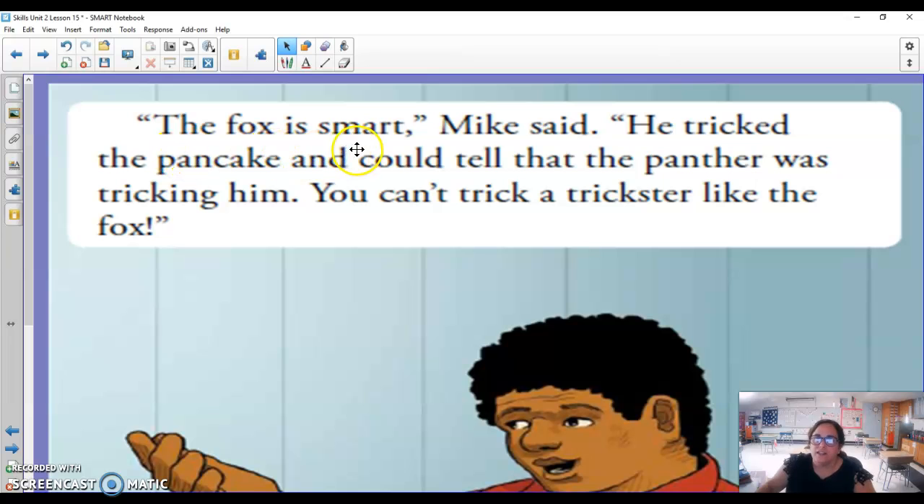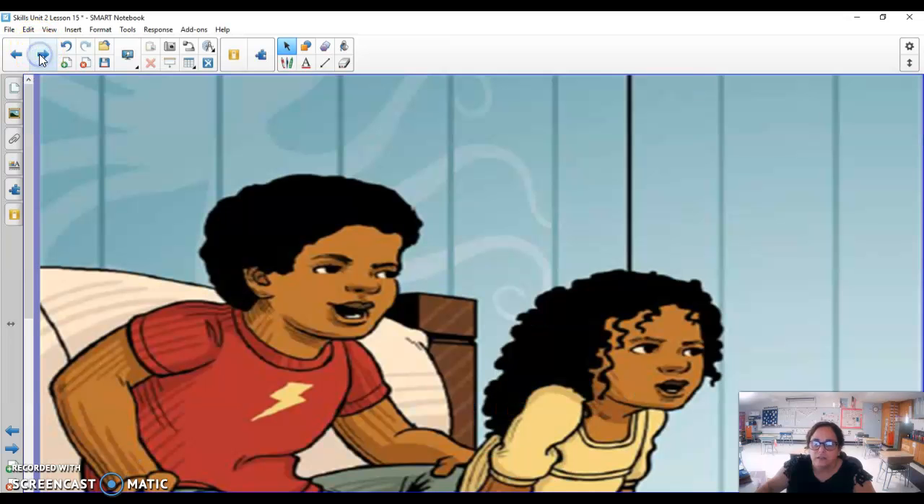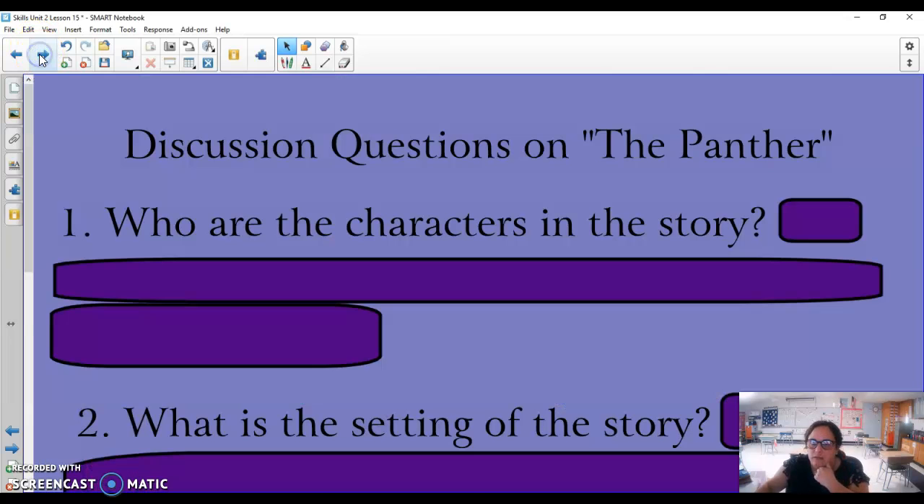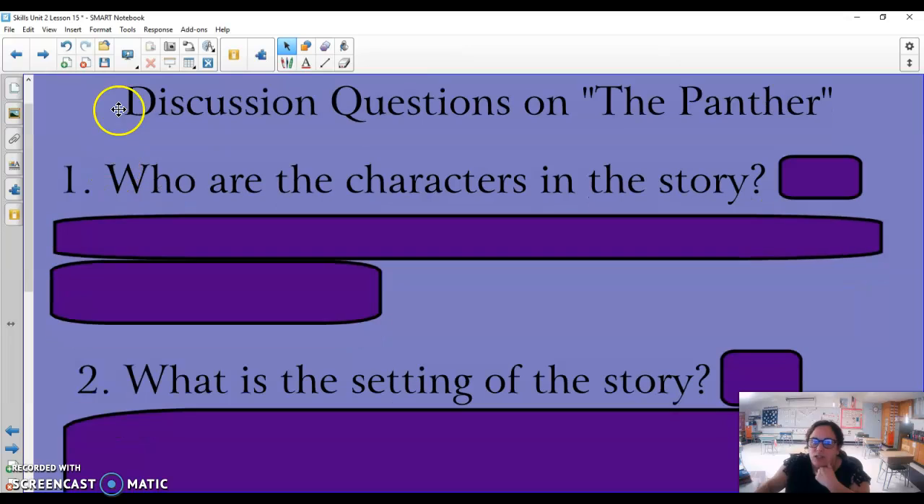"The fox is smart," Mike said. "He tricked the panther and could tell that the panther was tricking him. You can't trick a trickster like the fox." So in this case, it was the fox who tricked Panther, but in the beginning of the story, Panther tricked the owl. So who are the characters in the story?